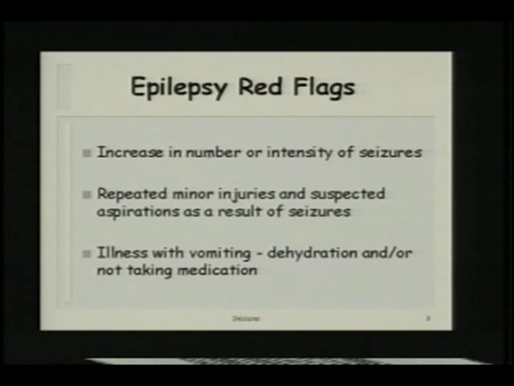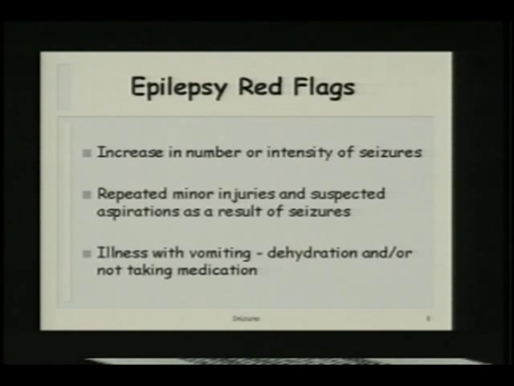If they're having repeated minor injuries or you suspect aspirations as a result of the seizures, we need to start looking at what needs to be done to protect this individual. Are there certain safety precautions that we need to initiate? Do they have a significant risk for aspiration that needs to be addressed?